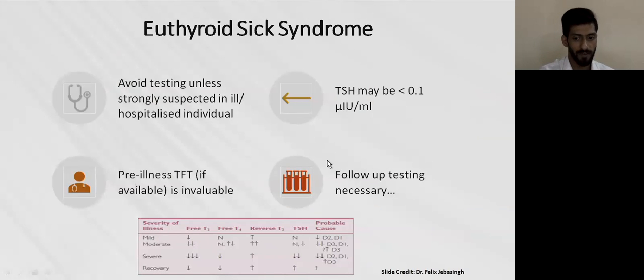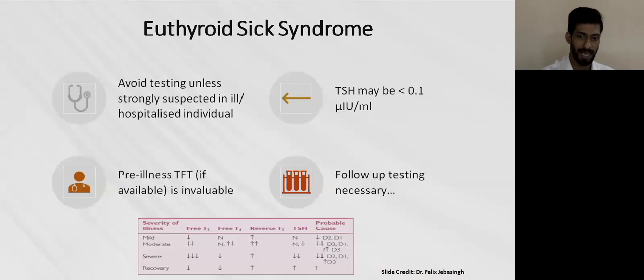So a few key points from Dr. Felix in Endo about sick euthyroid syndrome will be what I just said. Very, very important: avoid testing unless strongly suspected. TSH can even be less than 0.1 in sick euthyroid syndrome. Hence, very difficult to differentiate from a Graves. So the clinical suspicion of whether thyroid dysfunction is causing the disease is extremely important. Pre-illness thyroid function test, if available, is extremely valuable. And mandatory follow-up testing after 6 weeks as per recommendations.